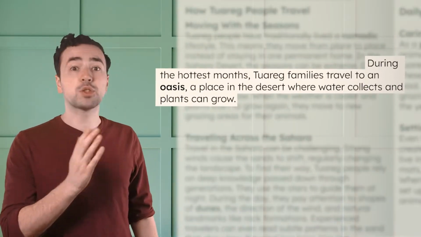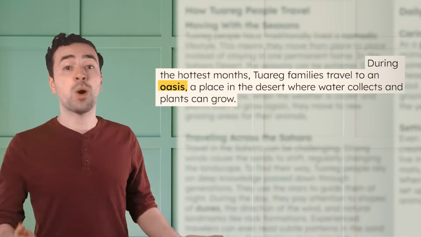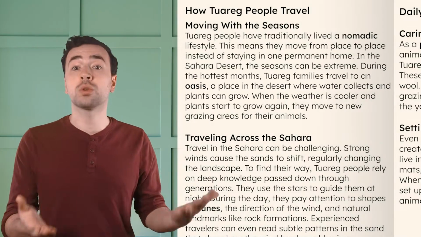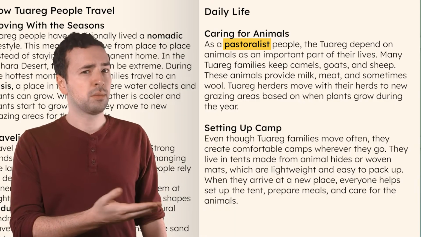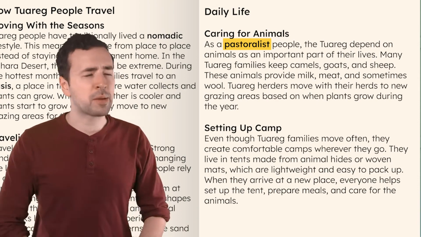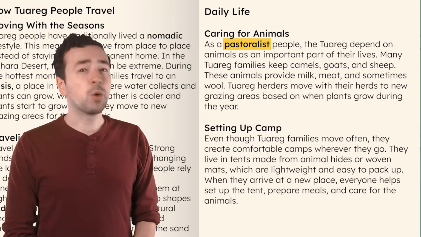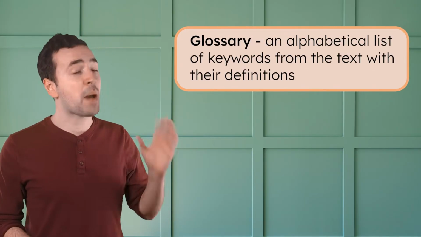During the hottest months, Tuareg families travel to an oasis, a place in the desert where water collects and plants can grow. Sometimes you'll spot a keyword you want to learn more about, like this word, pastoralists. What does that mean? Well, it's a keyword, so it must be important vocabulary, but the author didn't really explain it here. When we need a more complete explanation of a keyword, there's a text feature to help us, the glossary. The glossary is usually found near the back of the text.